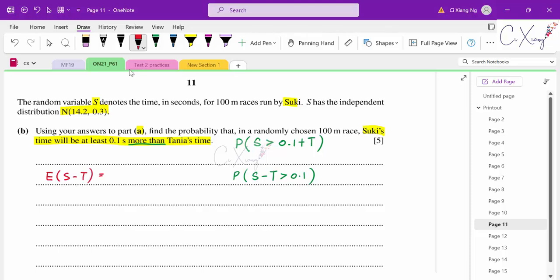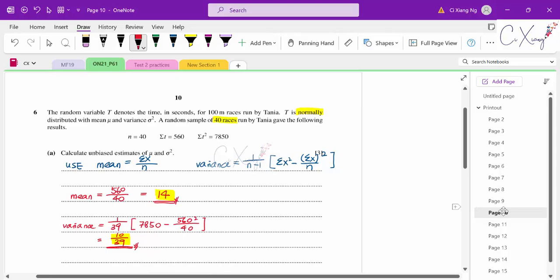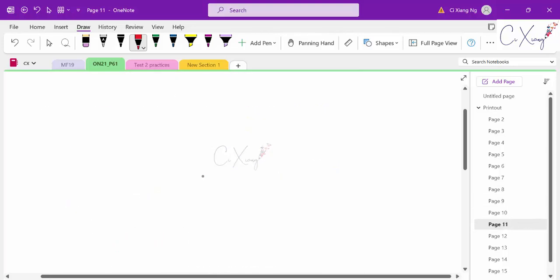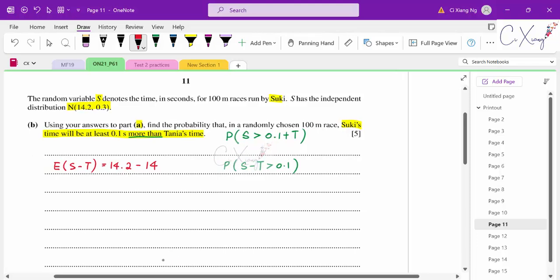So Suki's mean time is 14.2. Tanya's mean time is 14. If you can't remember, you can have a look at part A just now. Then the mean for this variable is 0.2.